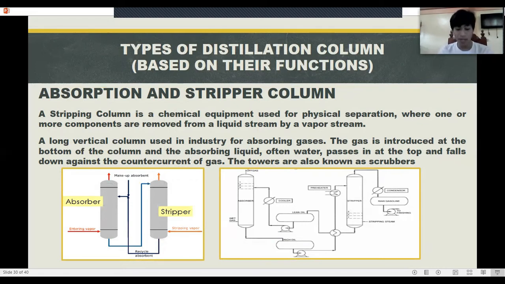Petrochemical plants require the absorption of components from gas streams into lean oils or solvents. The resultant rich oil is then stripped or denuded of the absorbed material. So petrochemical plants use absorption and stripper columns.